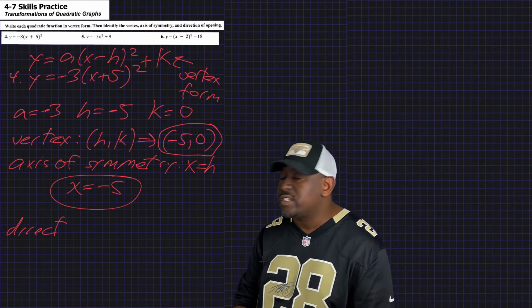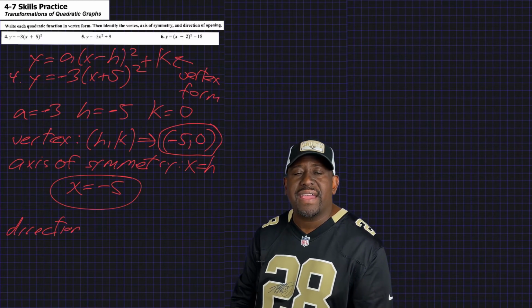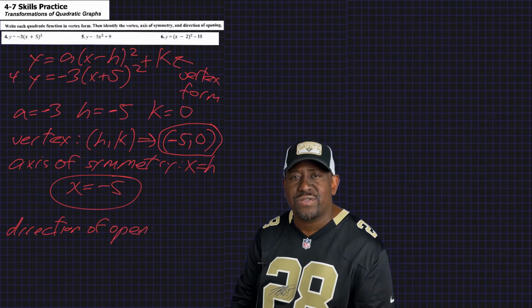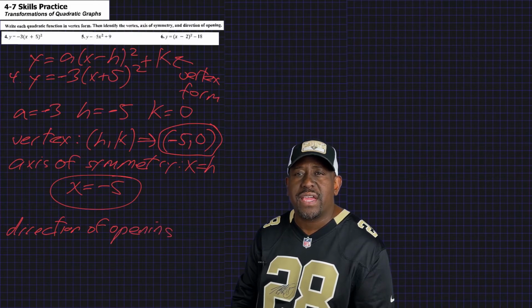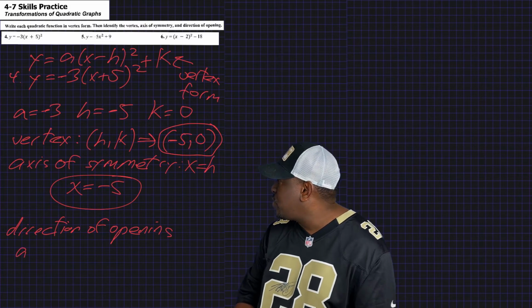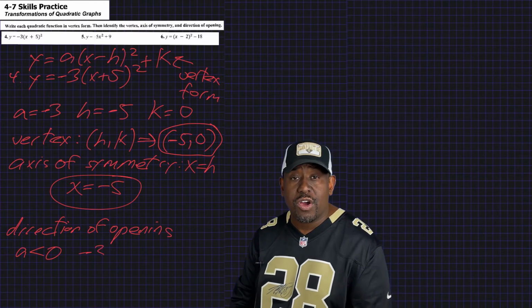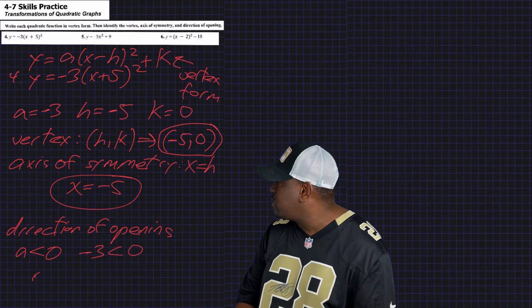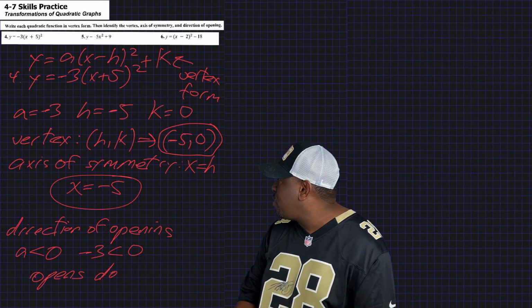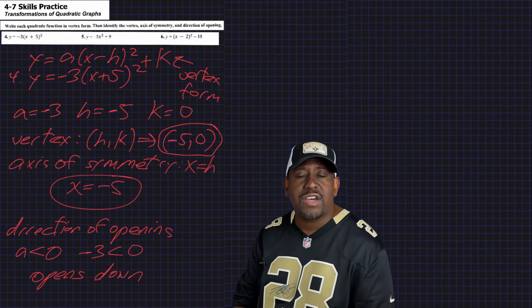Direction of opening deals with a. a is -3. Since a is less than 0, it's negative. We know that it's going to be a graph that's going down. It's going to open down. And so that's going to show up here in a sec. a is less than 0. -3 is less than 0. So it opens down. And so we have now answered the 3 questions related to our problem.